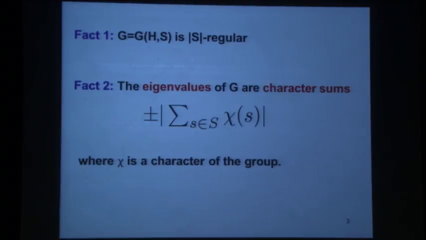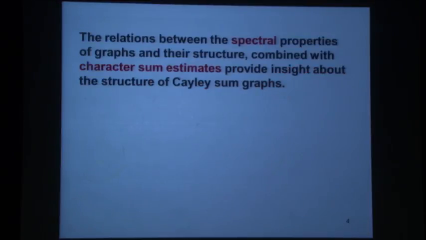So we know the eigenvalues, and the main theme, what we'll try to do, is to use some relations between the spectral properties of graphs and their structural properties. So there are many results like these. And then we can combine them with some character sum estimates that will enable us to estimate the eigenvalues of our graphs to deduce or to get some insight about the structure of Cayley Sum Graphs. And I'll have examples. I'll try to show you several examples.